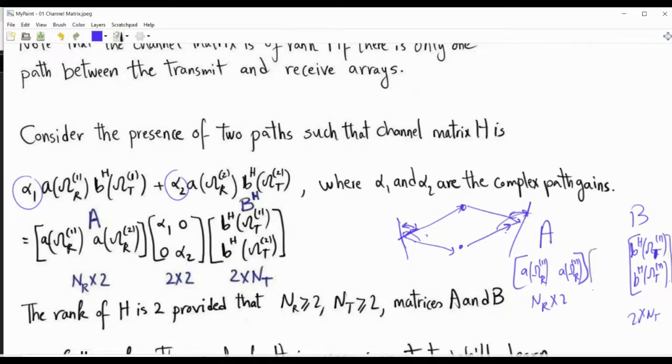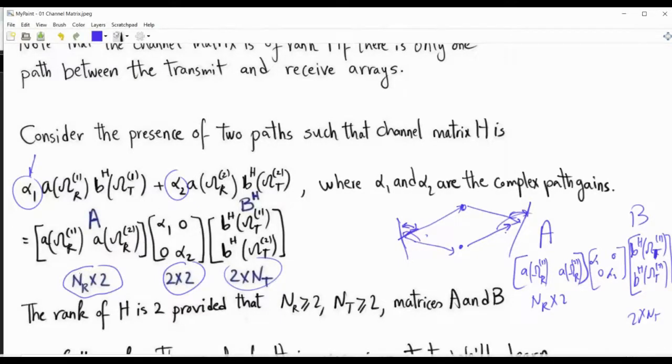And then between them we put a diagonal matrix, and this diagonal matrix indicates the complex gain of each path, so this is alpha 1 and alpha 2. Now, if you look here, in the presence of two scatterers, you get those dimensions. So now you have a hope that your rank is 2.